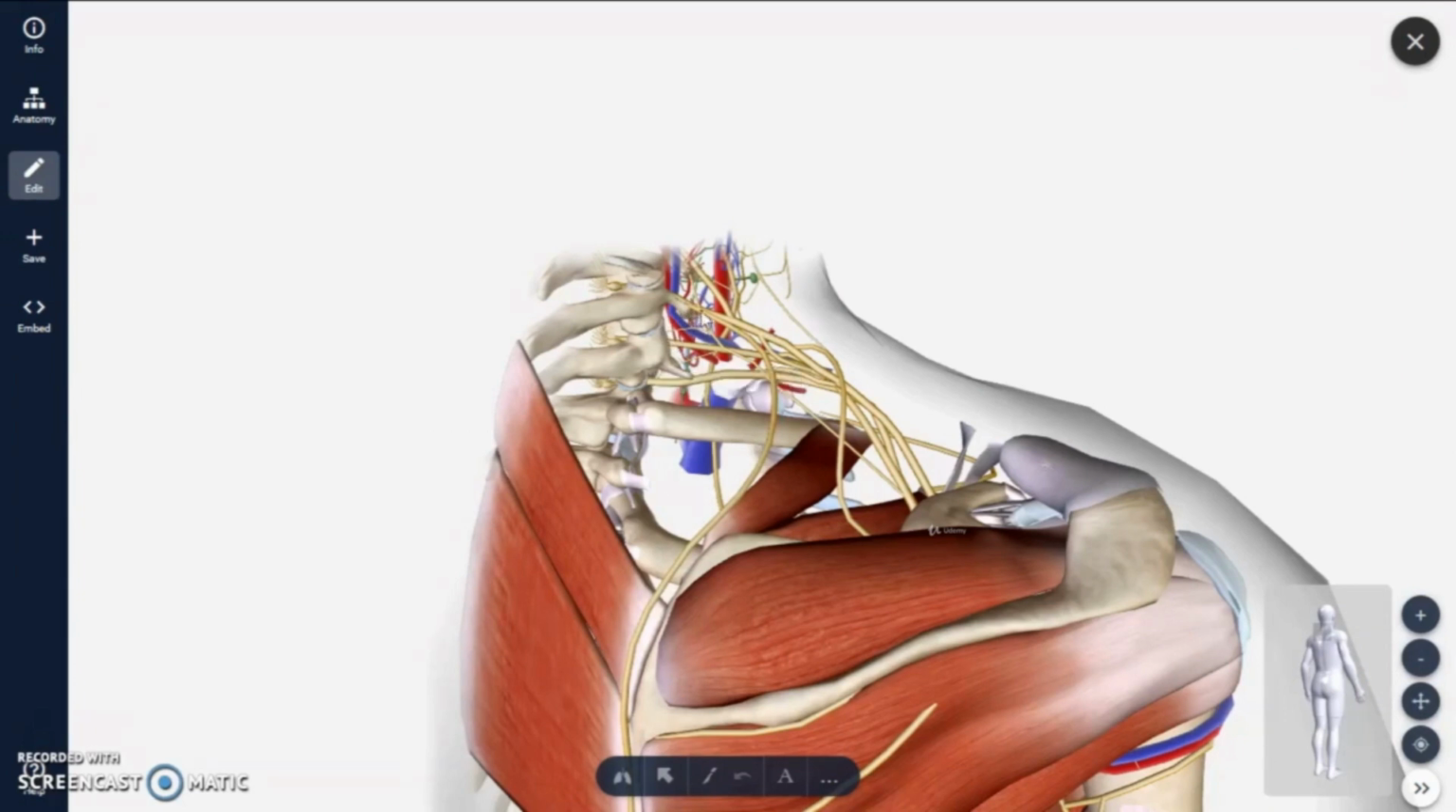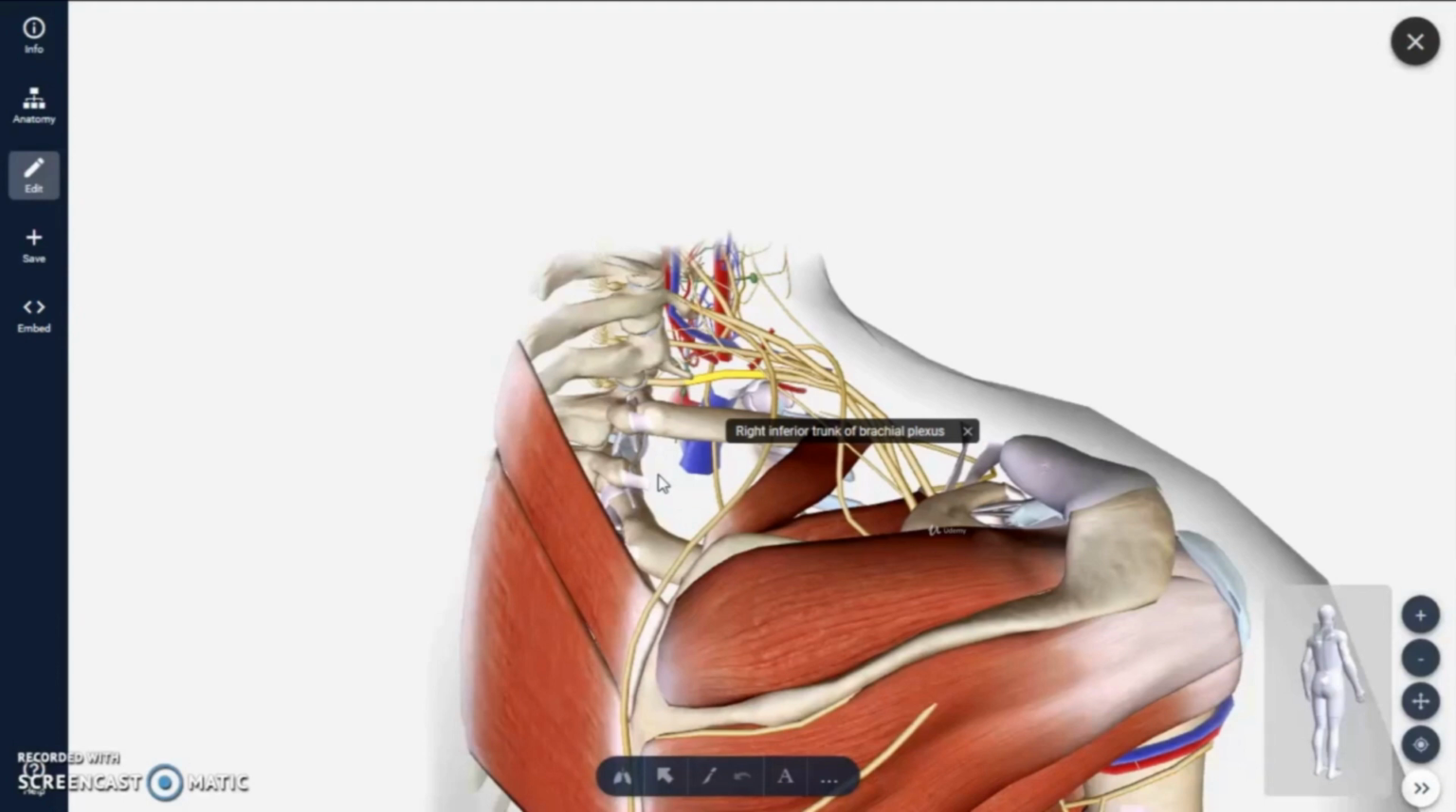Those three are, we will be having the upper trunk of the brachial plexus. Then we will be having the middle trunk of the brachial plexus and the lower trunk of the brachial plexus. So these are the three trunks of the brachial plexus. But we have roots here which we can't see clearly. Those roots will be 5 in number. It is formed by the C5, C6, C7, C8 and T1 nerves.